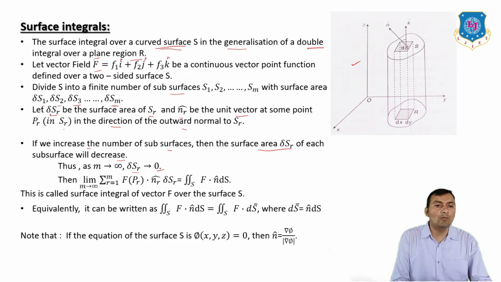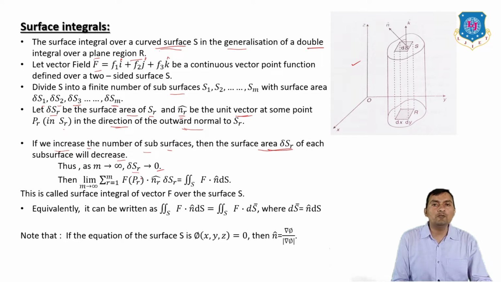Now let us consider a small portion of the surface, say delta SR, with the surface area of SR, and n cap R is the unit vector at some point PR in SR in the direction of the outward normal to SR. It means that n cap R is nothing but the unit normal vector to the surface at the particular point. Now, if we increase the number of subsurfaces, the surface area delta SR of each subsurface will decrease. Thus, as n tends to infinity, delta SR tends to 0.